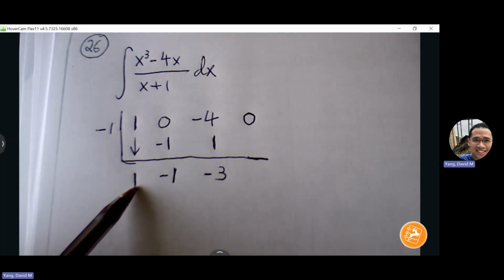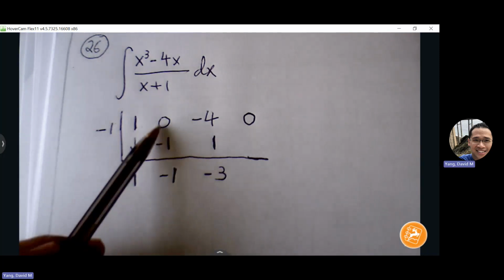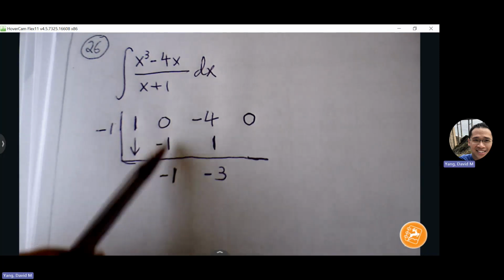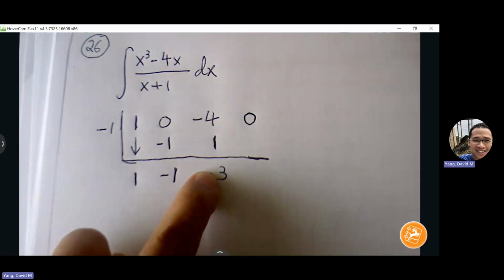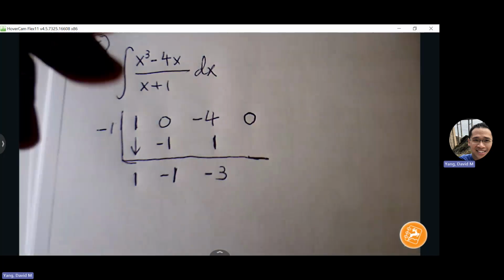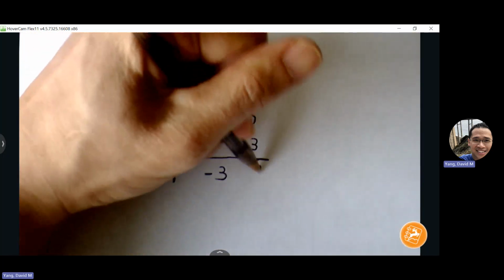Okay, let's double check this. So 1 comes down, multiply by -1. Bring that number here, we add. Multiply again, -1 times -1 is 1. -4 plus 1 is -3. -3 times -1 is 3. 0 plus 3 is 3.